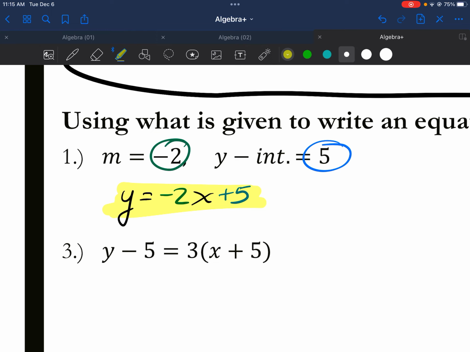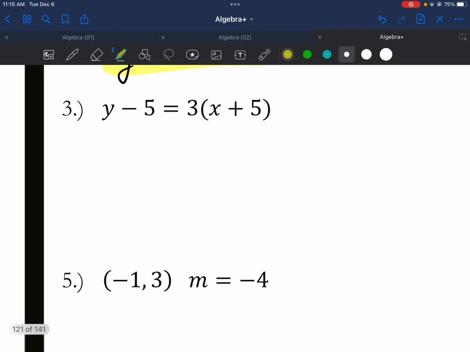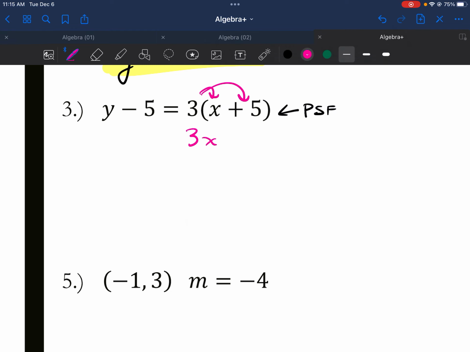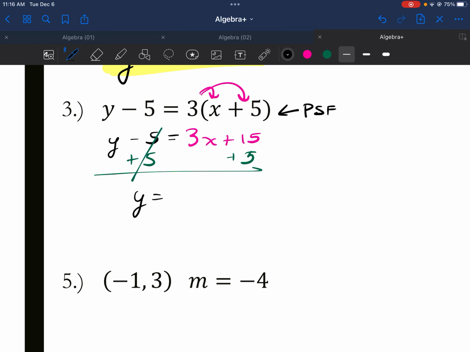Go ahead and practice with number 2. We're going to move on to number 3 here. Well, this is in point-slope form, and I can change it so that it is in slope-intercept form by distributing first, bringing everything down, and then I can add 5 to both sides to get a final answer of y equals 3x plus 20. That is in slope-intercept form. That is my final answer. You can practice with number 4.